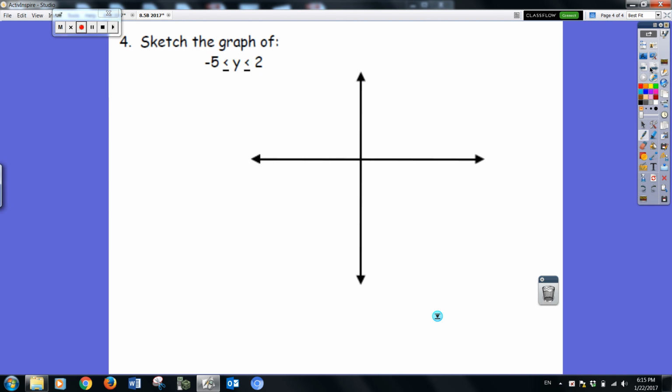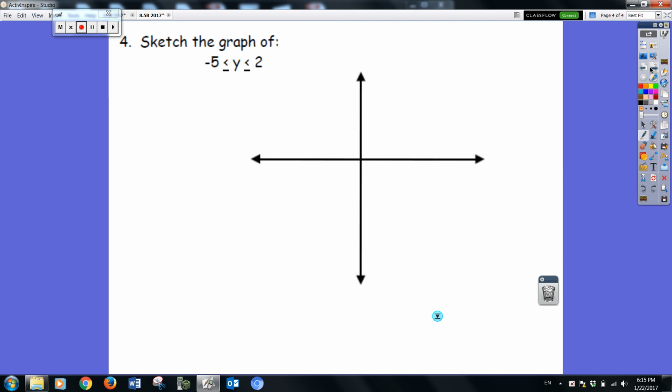All right, and this is just a compound inequality. Remember, we could separate these two and put them in two different inequalities with the word and. But really, what we're doing on this one is y is greater than or equal to -5, and y is less than or equal to 2. So we could split that into a compound inequality that said y is less than or equal to 2 and y is greater than or equal to -5.